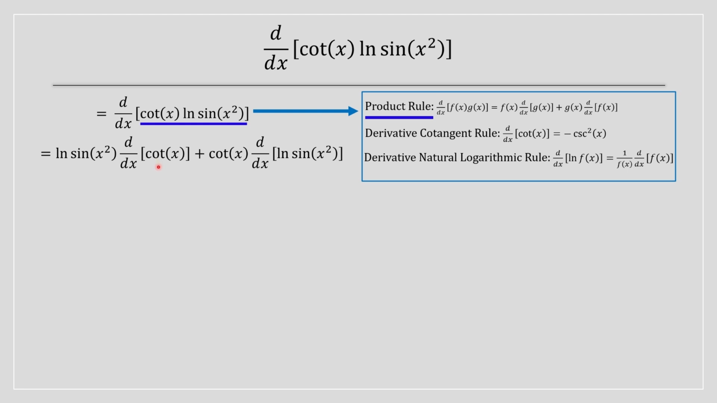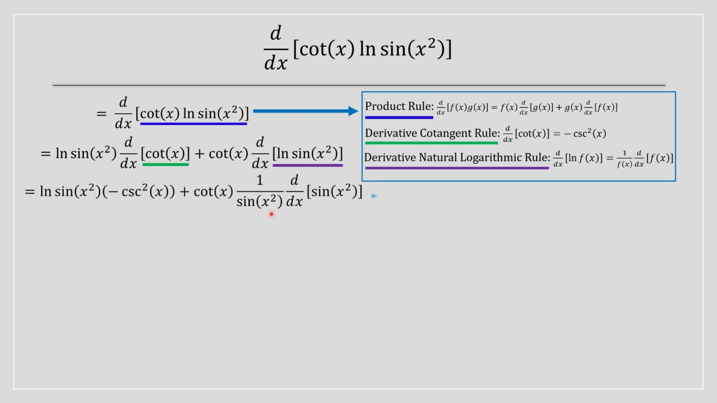Once we apply the product rule, we can do the derivative of the cotangent, which is basically this. And after, we have to apply the ln rule over here. Okay? So basically we have to do this. Basically, sine x² will be at the bottom, and after we're going to do the derivative of sine x². So we're left with this.